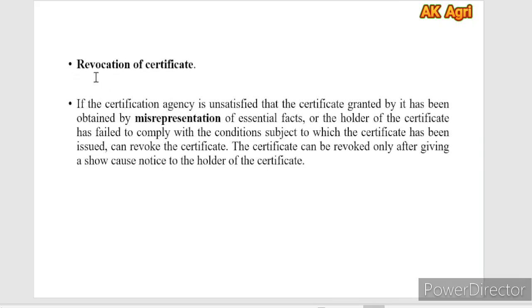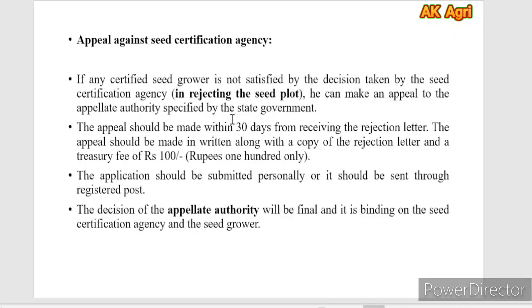Then the revocation of certificate. If the seed certification agency is unsatisfied with the certificate that it gave to the grower or producer, if the agency feels the certificate was obtained by the grower or producer by misrepresentation, misconduct, or malpractices, then the seed certification agency has the power to withdraw or revoke the certificate.